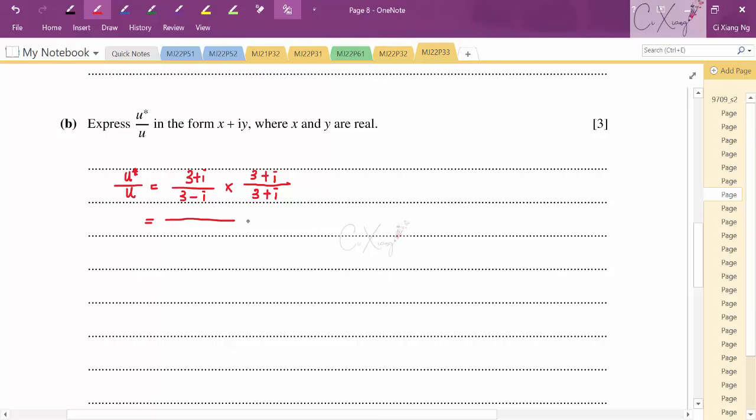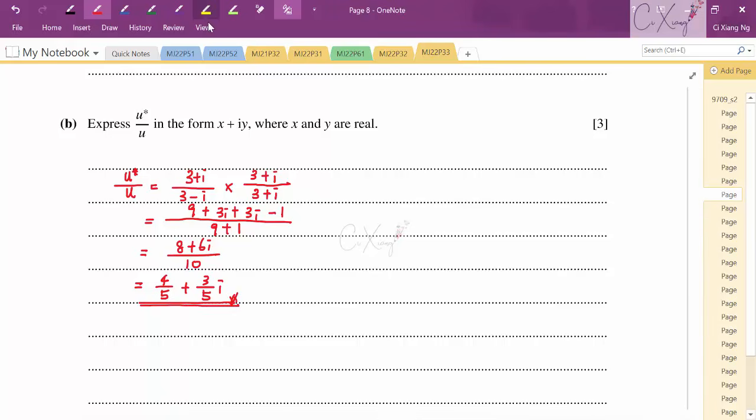Now I expand everything for the numerator and denominator. For the denominator, if you didn't make any careless mistake, you have 9 plus 1. For the numerator, 3 times 3 gives 9, then plus 3i plus 3i, then plus i squared, which is negative 1. Continuing to simplify, eventually I have the complex number 4 over 5 plus 3 over 5 i. So this is how we express u star over u in the form of x plus iy.